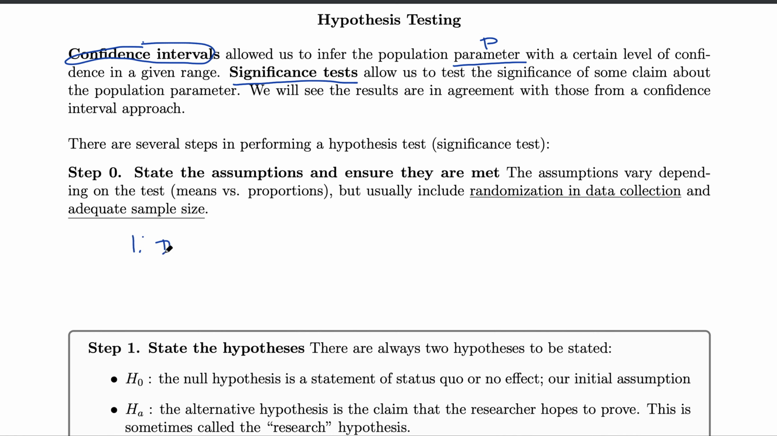The first one is that our data come from a random sample. This is to ensure that there's no bias, that our data truly represents the population.